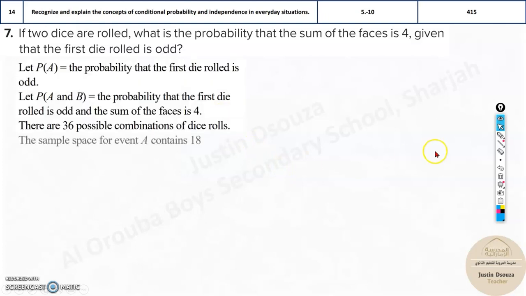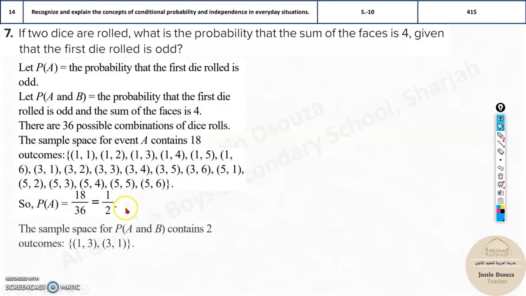Now similarly, please do solve. Okay, this one is a little different. Let's solve this together. If two dice are rolled, what is the probability that the sum of faces is 4, given that the first die rolled is odd? See, this is the condition. Now you must write the first condition, the probability that the first die rolled is odd.